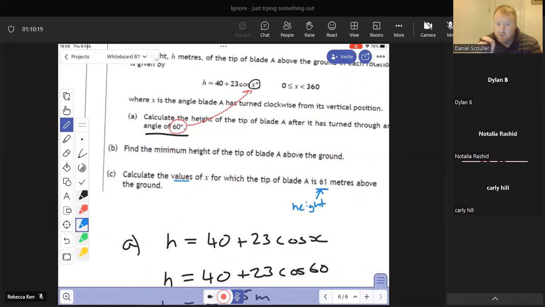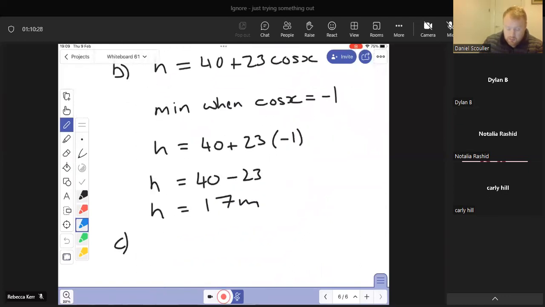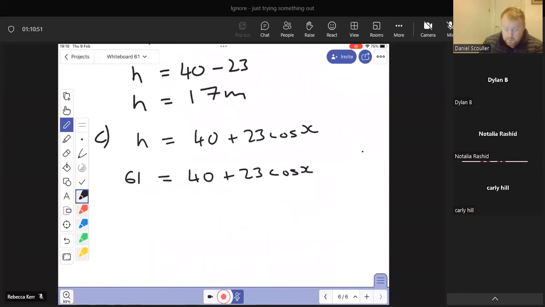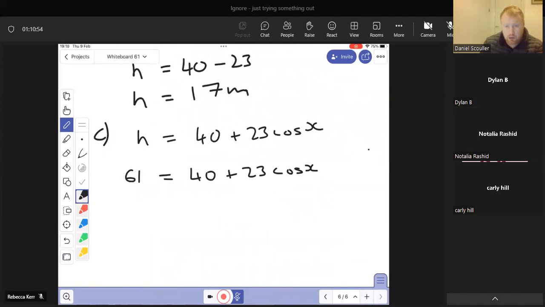And then we're going to find the values of x, just like we've been doing using that CAST diagram. So when h is 61, 61 equals 40 plus 23 cos x. Now, just because it's bigger numbers than what we've usually been working with, nothing changes. So we're solving for cos x. Now, I like to have my unknown, in this case x, on the left-hand side.